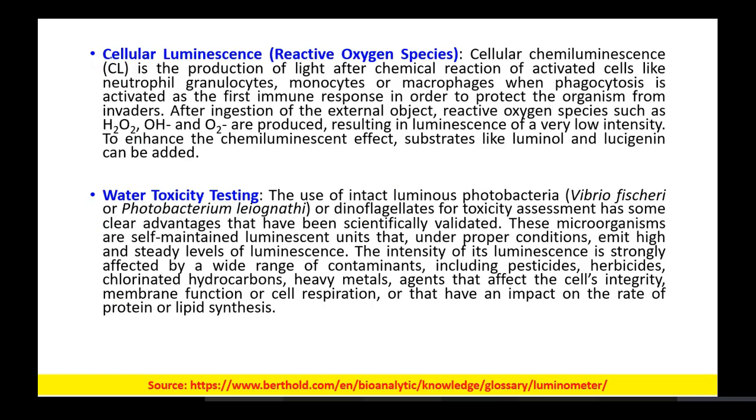Then cellular luminescence. Cellular chemiluminescence is the production of light after a chemical reaction of activated cells like neutrophil granulocytes, monocytes, or macrophages. When phagocytosis is activated as the first immune response in order to protect the organism from invaders, after ingestion of the external object, reactive oxygen species such as H2O2, OH minus, and O2 minus are produced, resulting in luminescence of a very low intensity. To enhance the chemiluminescent effect, substrates like luminol and lucigenin can be added.